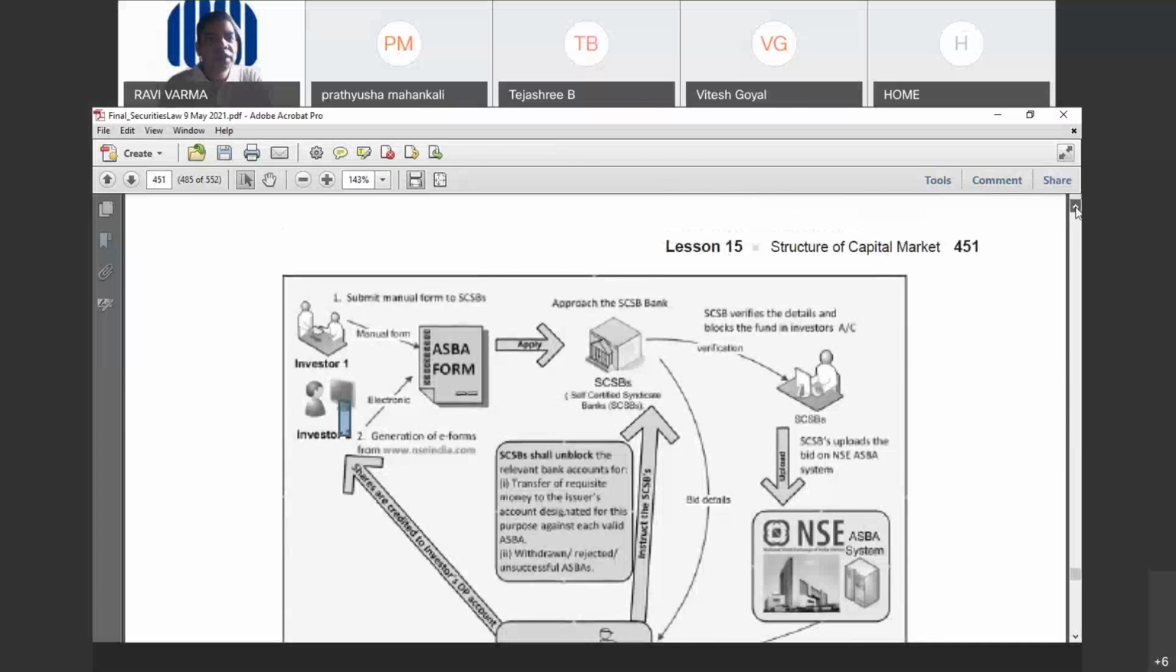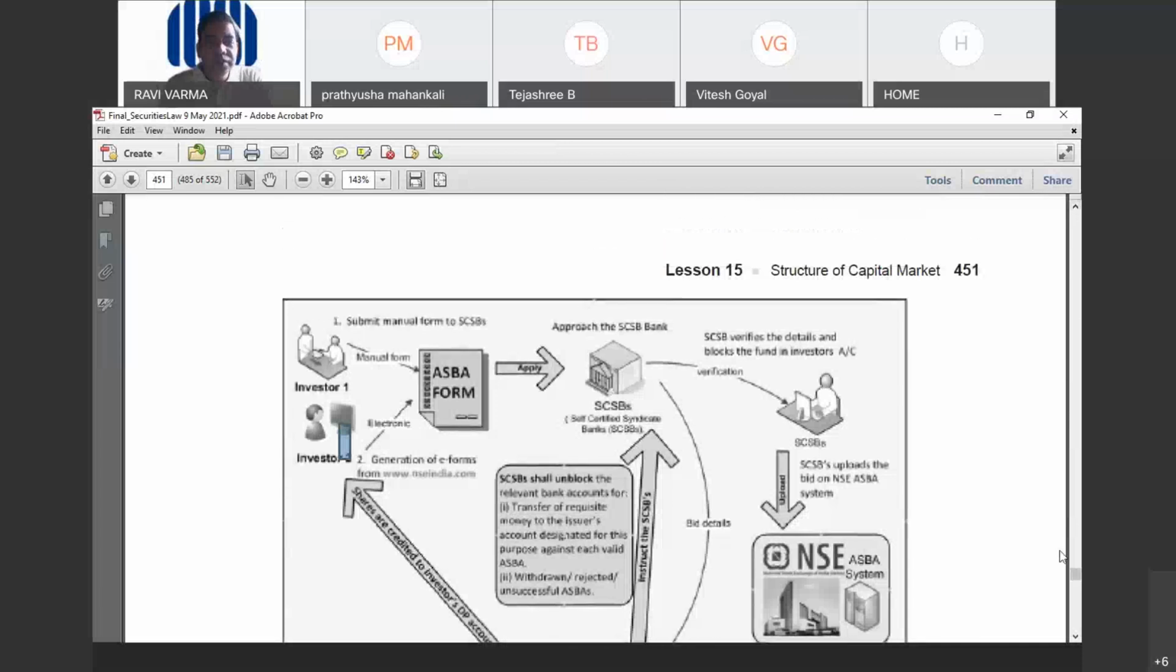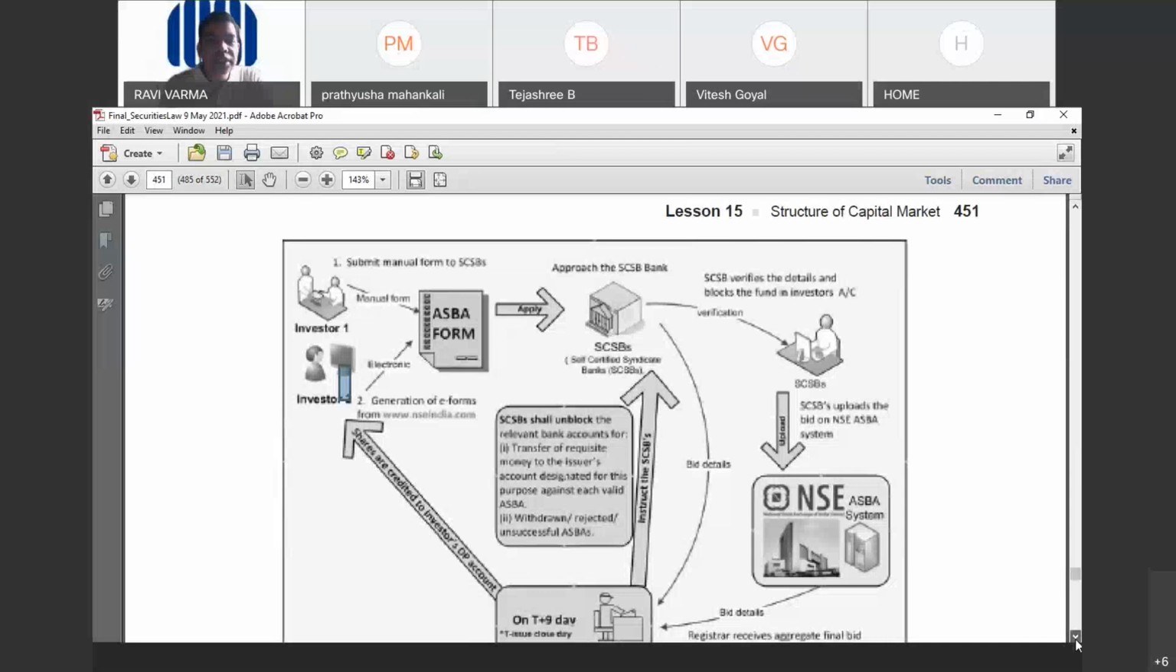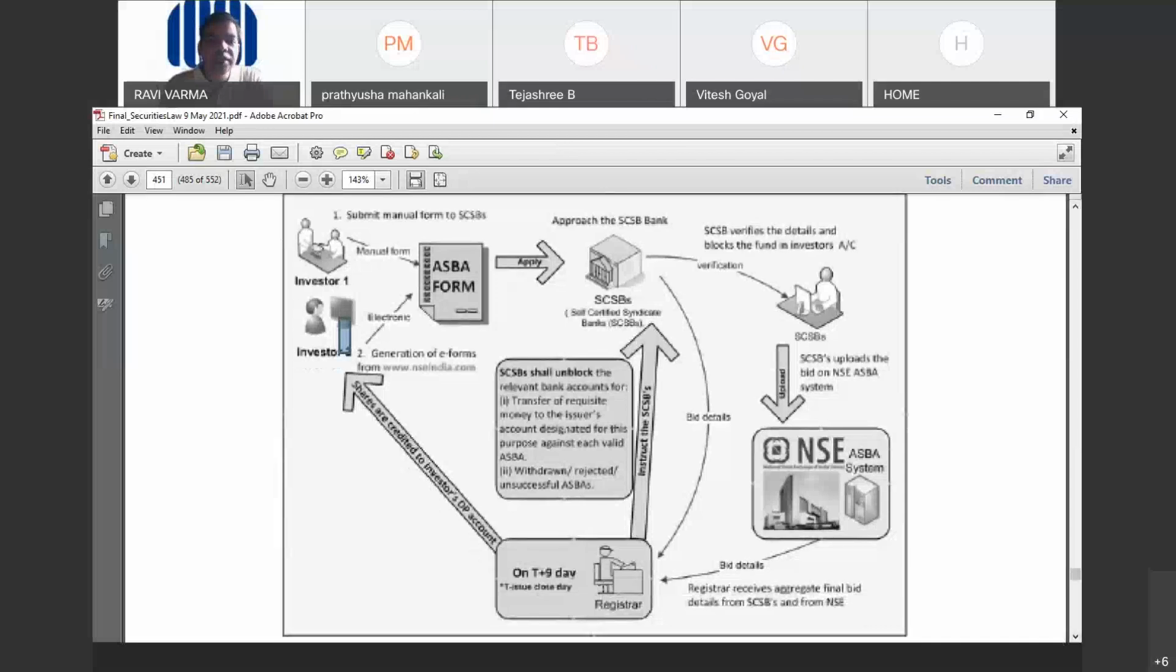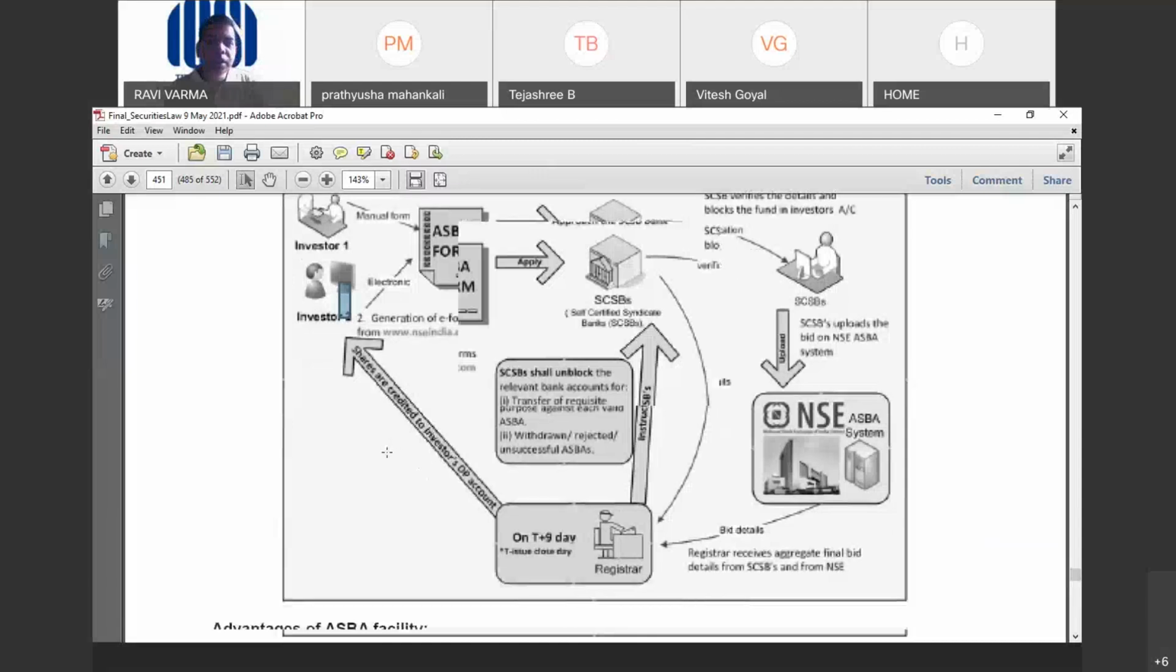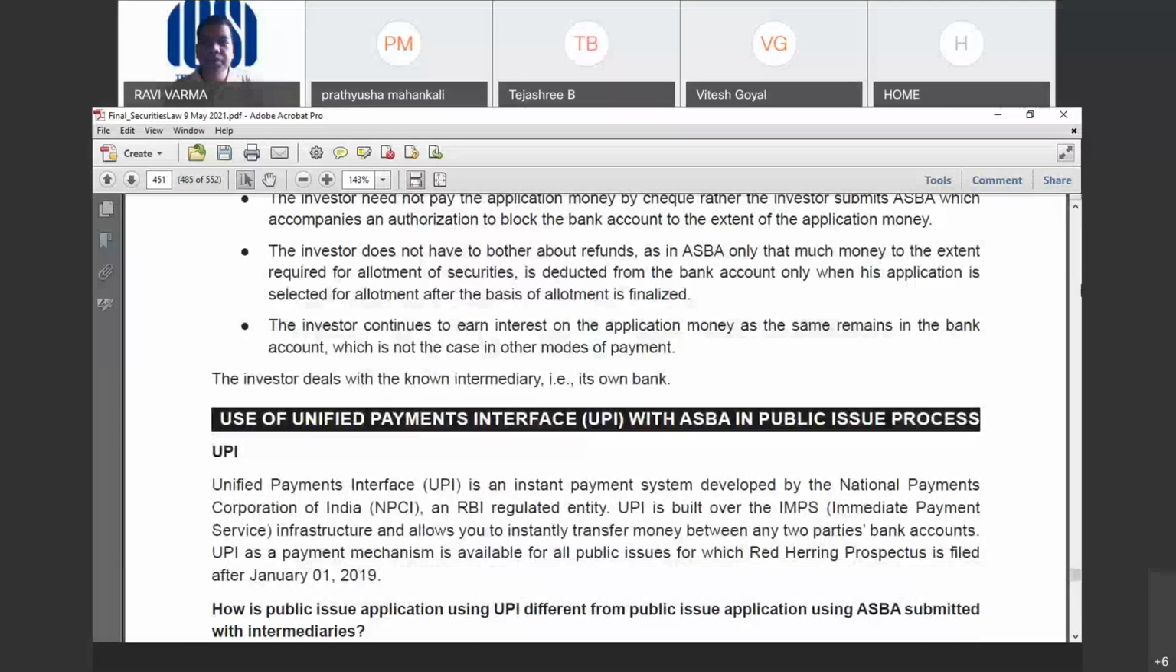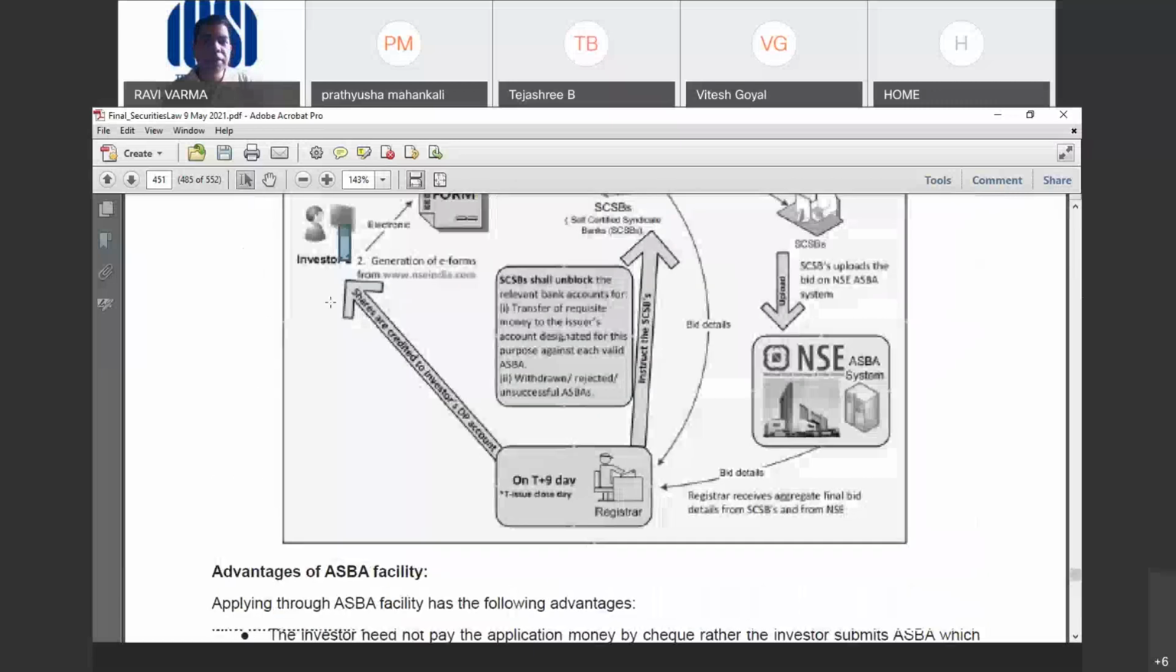The moment the process gets completed, you can look next to the NSE. There is a window that on T+9 there is a closure. After closure, either you will be allotted shares or not. If you are allotted shares, the shares will come to you. See this arrow. Shares are coming to you.